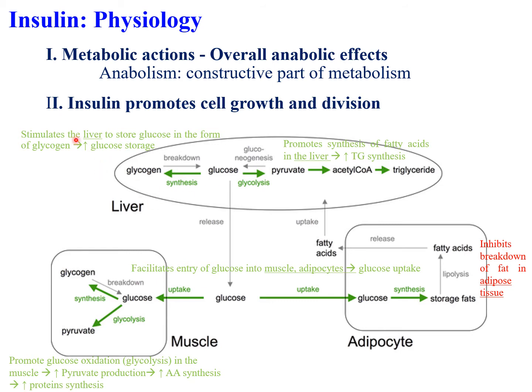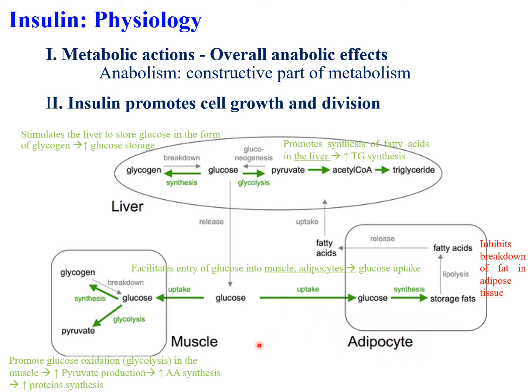Here you see once insulin is secreted, it's going to stimulate the liver to store glucose in the form of glycogen. The green arrow means the action of insulin. Then insulin also promotes the synthesis of fatty acid in the liver and increases triglyceride synthesis. Another action of insulin is to facilitate the uptake of glucose into the muscles, and also into the adipocyte.